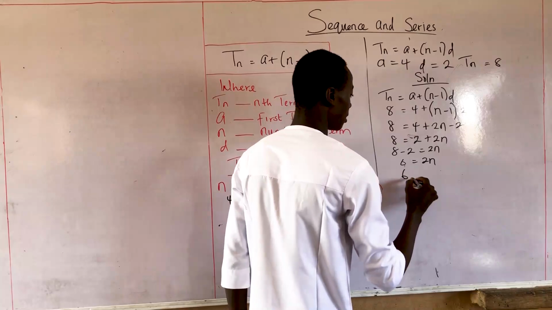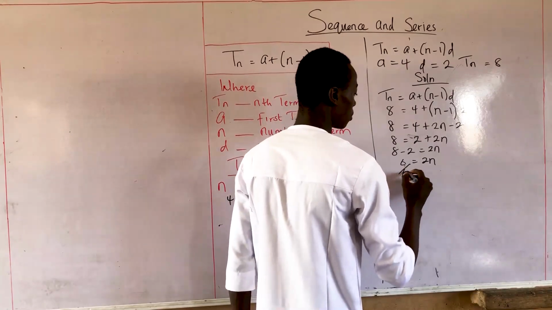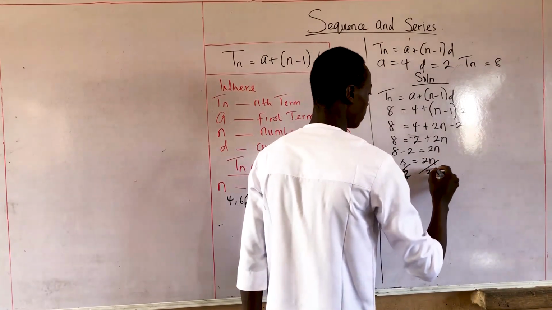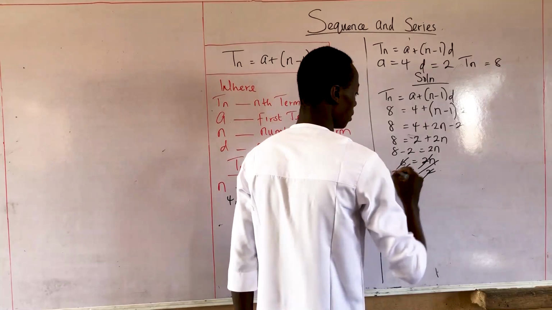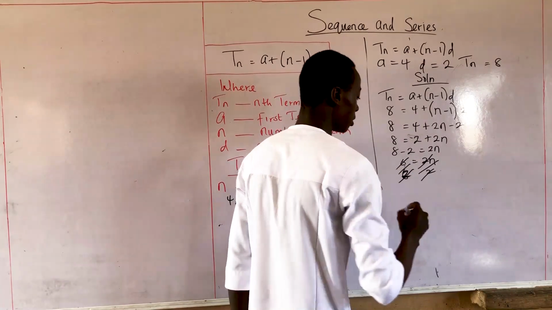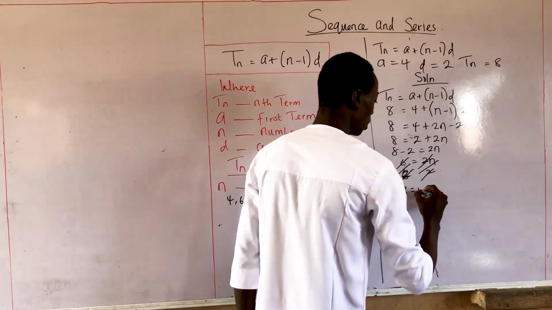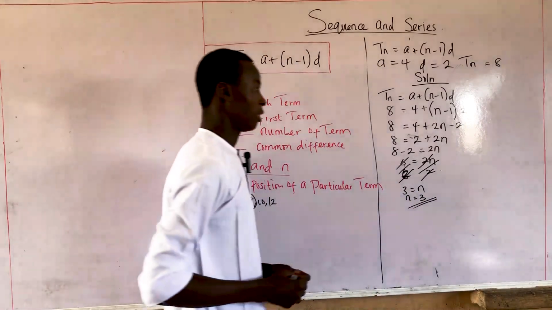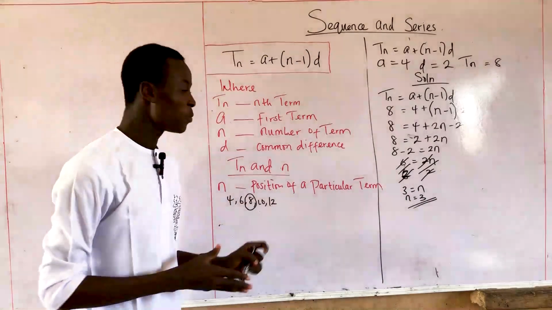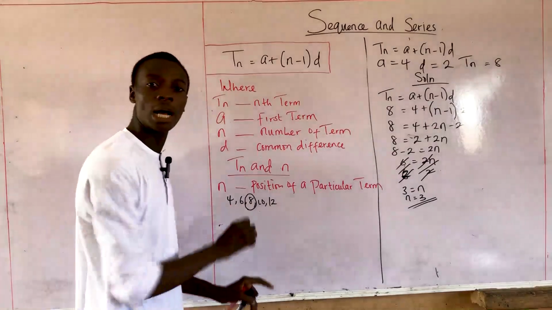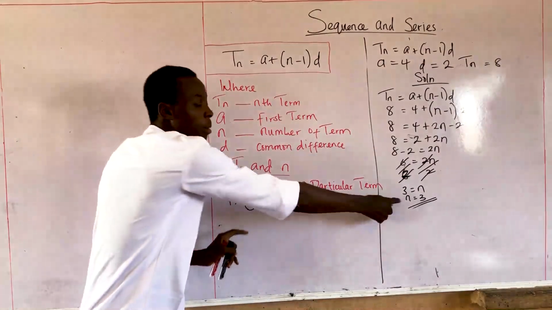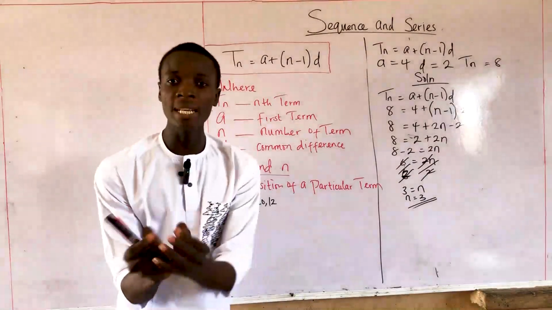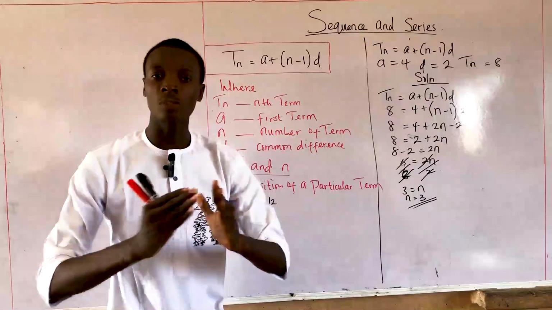So now we have 6, divide both sides by 2. The 2 will cancel the 2, and 6 divided by 2 will give us 3. Therefore, 3 is equal to n, or n is equal to 3. That is our answer. You can see that without the formula, we got the position of this particular term, which is the third position.